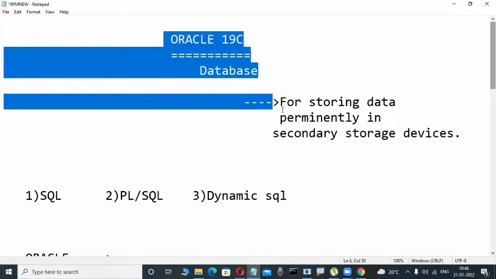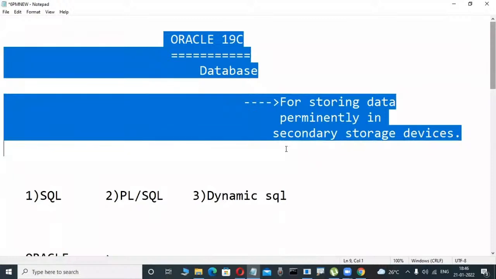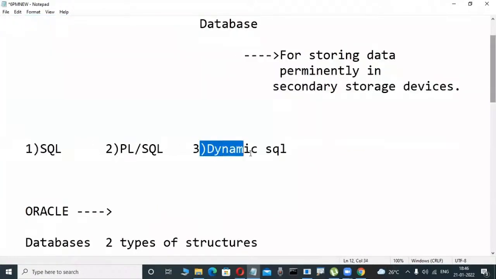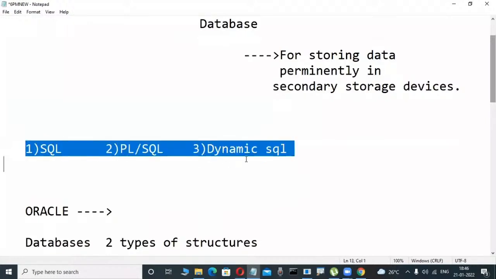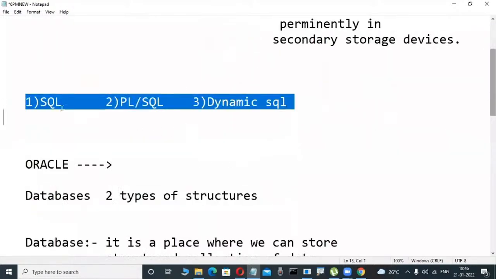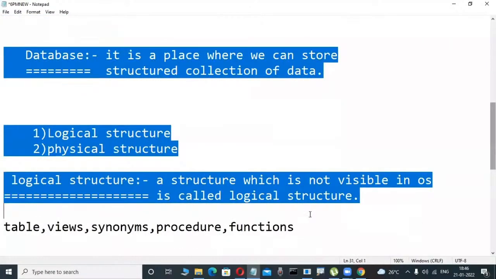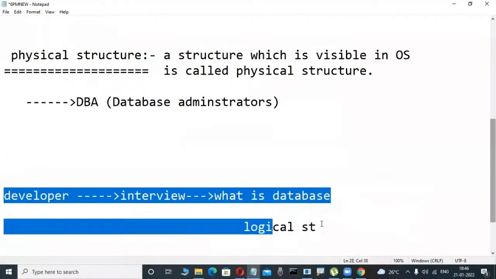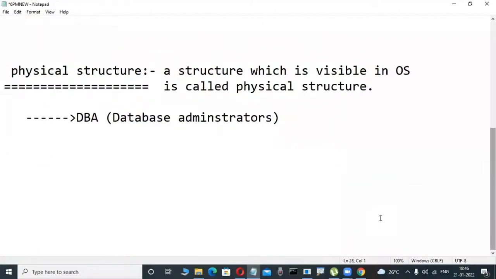If you want to operate this Oracle software, we are using SQL, PL/SQL, and dynamic SQL languages. Anywhere we are learning an Oracle course, these three things they are telling. That is a very small thing I'm telling. Now check it out. Observe it here.